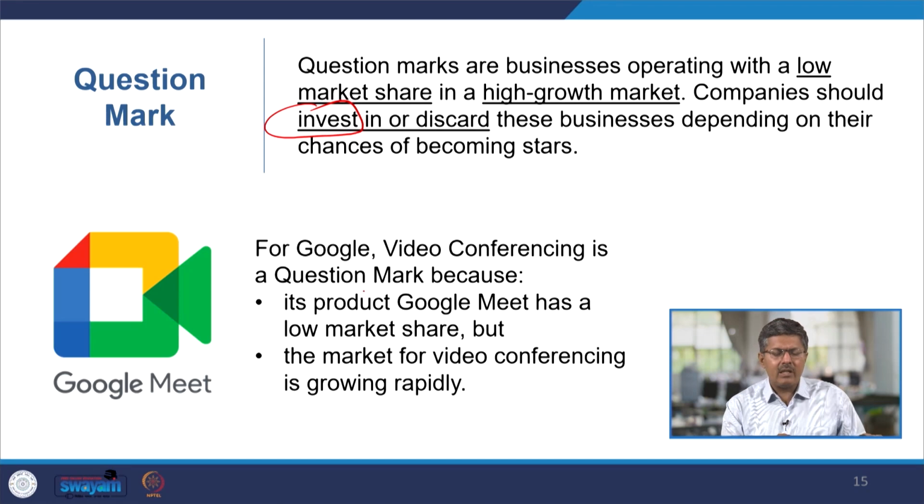So, at that time your market share might be low, but the growth rate of the product category is high. But if you have been there for a long time and still you are not growing, then maybe the company can think of discarding. For Google, video conferencing is a question mark, because its product Google Meet has a low market share, but the market for video conferencing is growing rapidly.